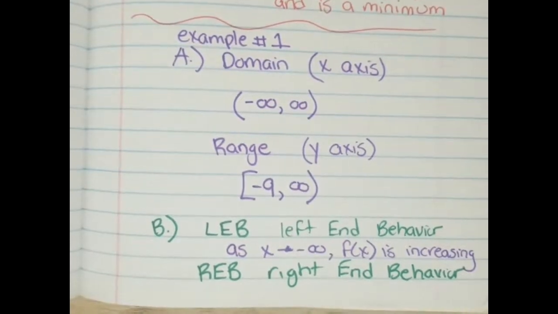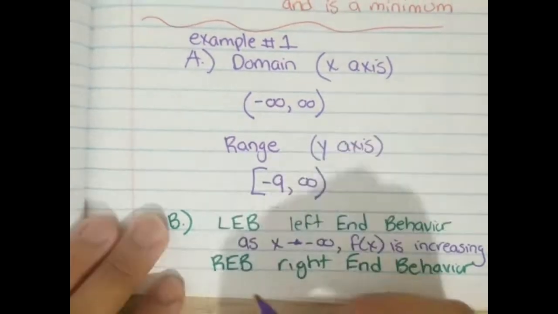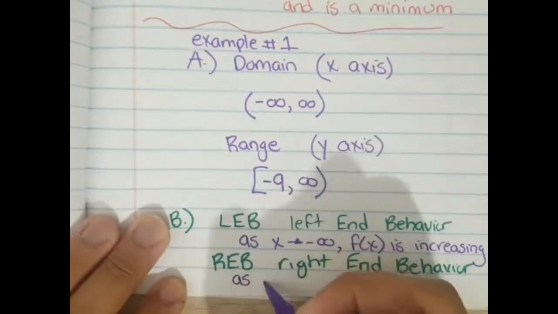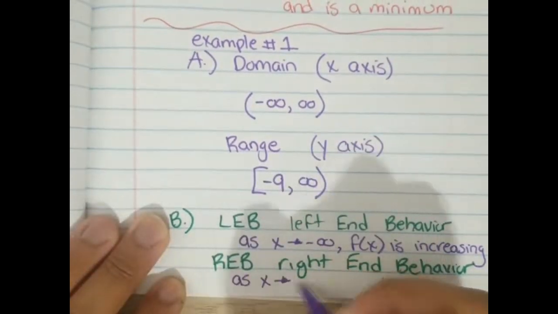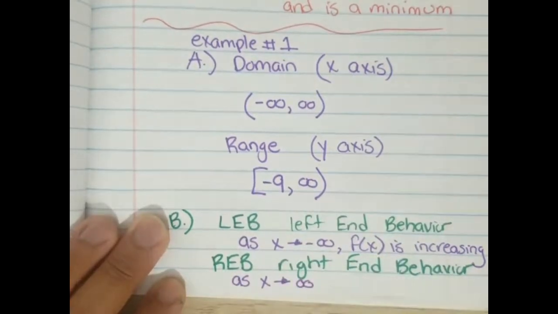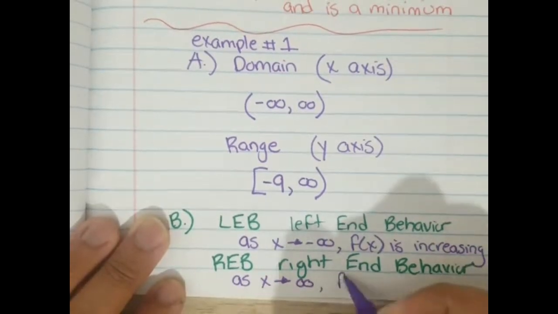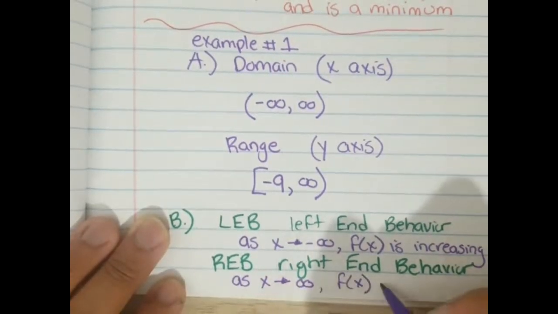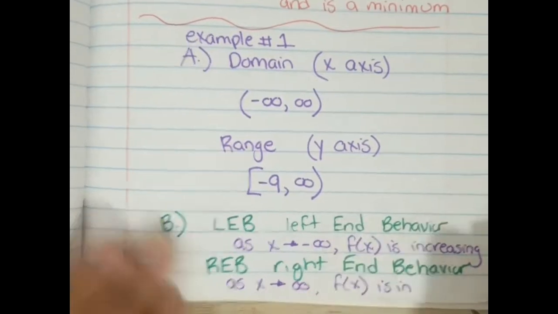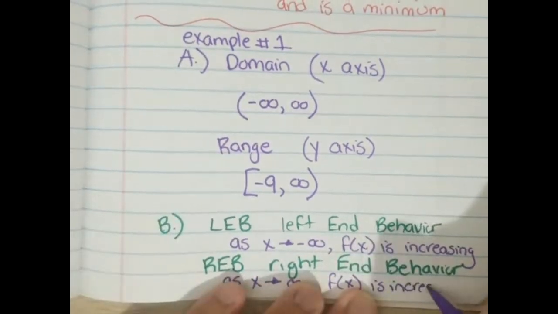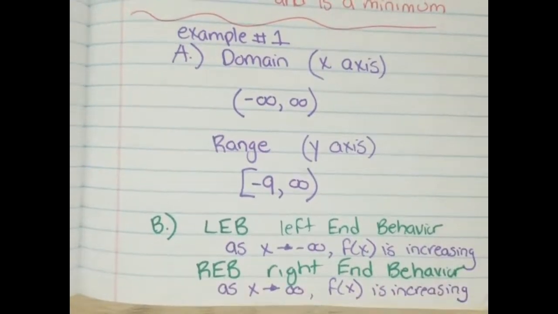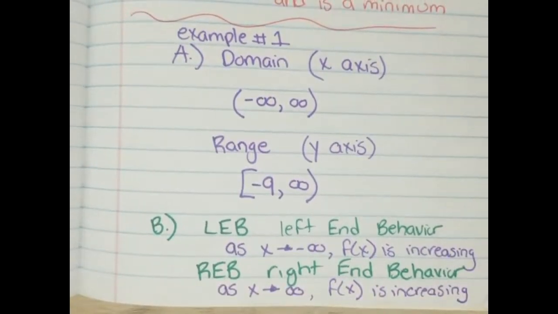And Andy answered the question about the right end behavior. So we write that as x approaches positive infinity, because we're going off to the right side, and the right side will approach positive infinity, f of x is also increasing.